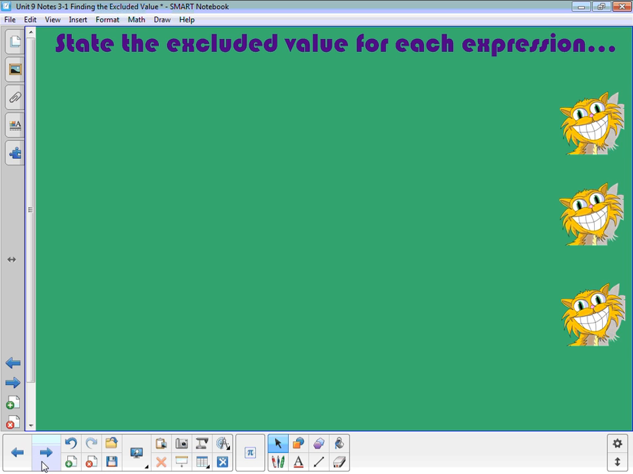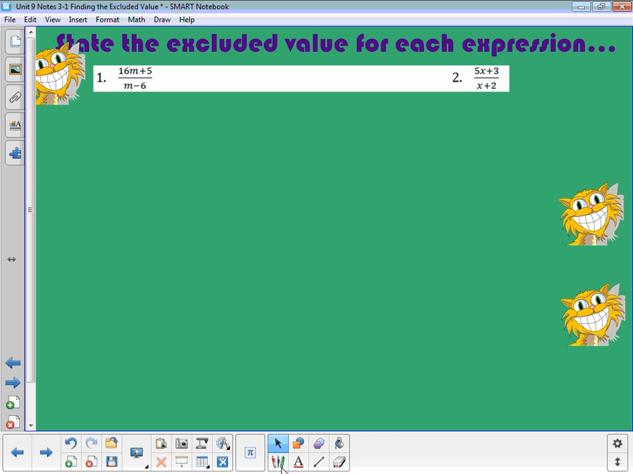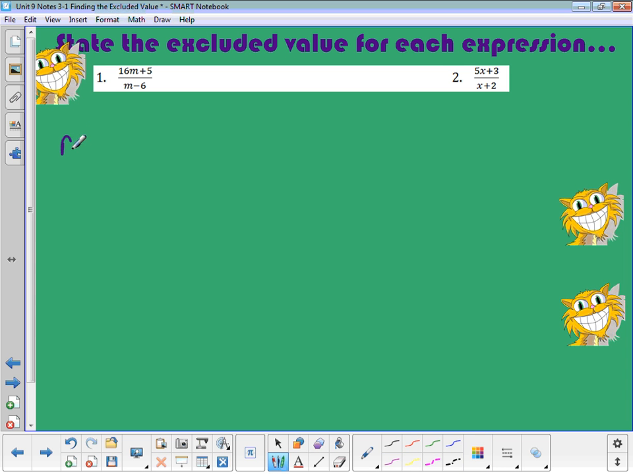So let's take a look at how some of that's going to work. Let's take a look at numbers 1 and 2. All we're doing today is working on finding the excluded value, so it's really not that complicated. All you're going to do is take the bottom and set it equal to 0, and then solve that equation. So for this one, add 6 to both sides, and I get that m is equal to 6.